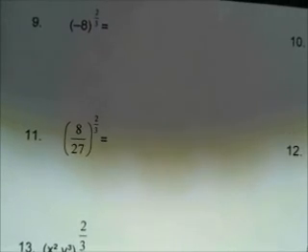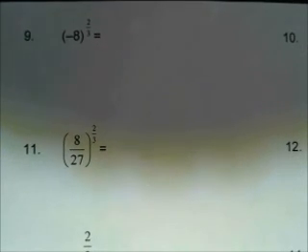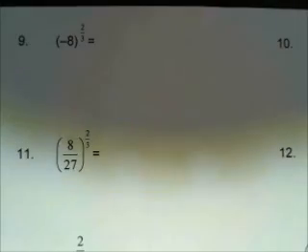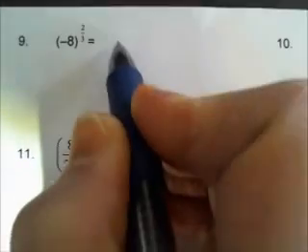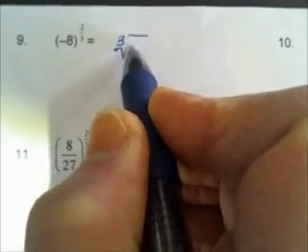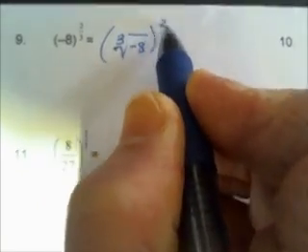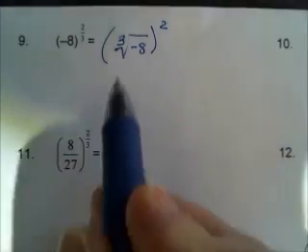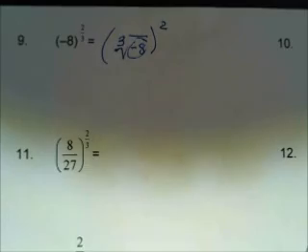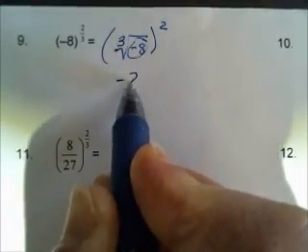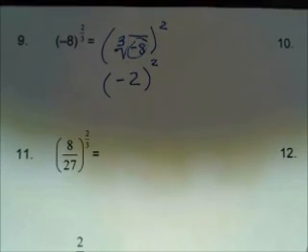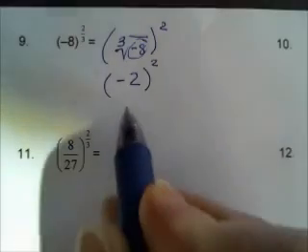Continuing on with number 9. We have negative 8 raised to the 2/3. Okay. Again, the denominator is the root. So this is the cube root of negative 8 squared. Well, that is a perfect cube. The cube root of negative 8 is negative 2. And now square that, and our end result is positive 4.